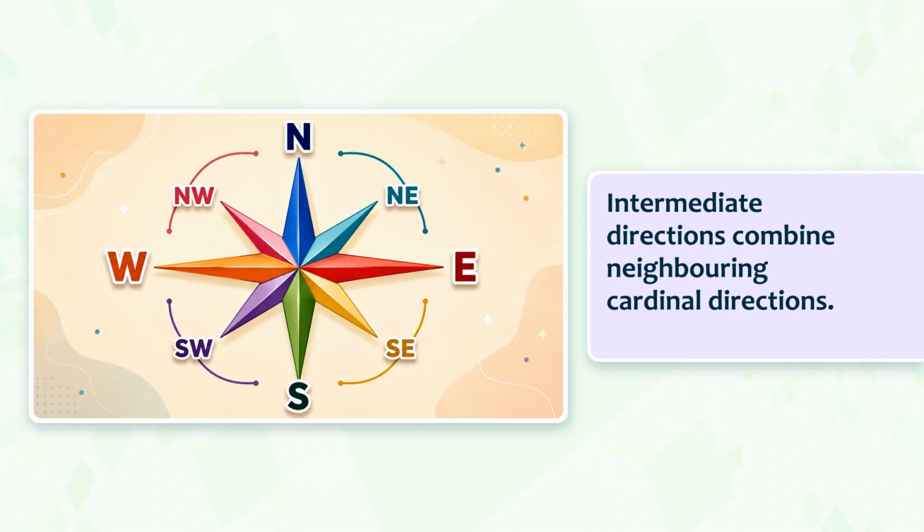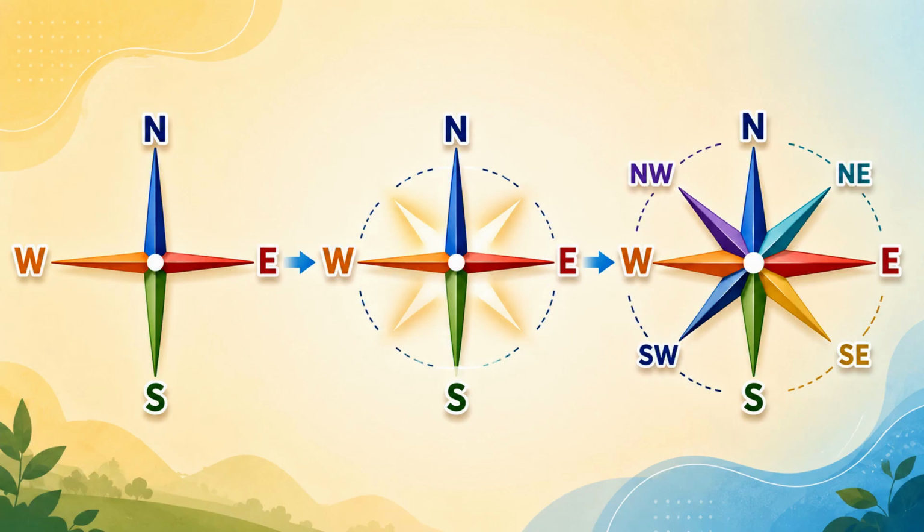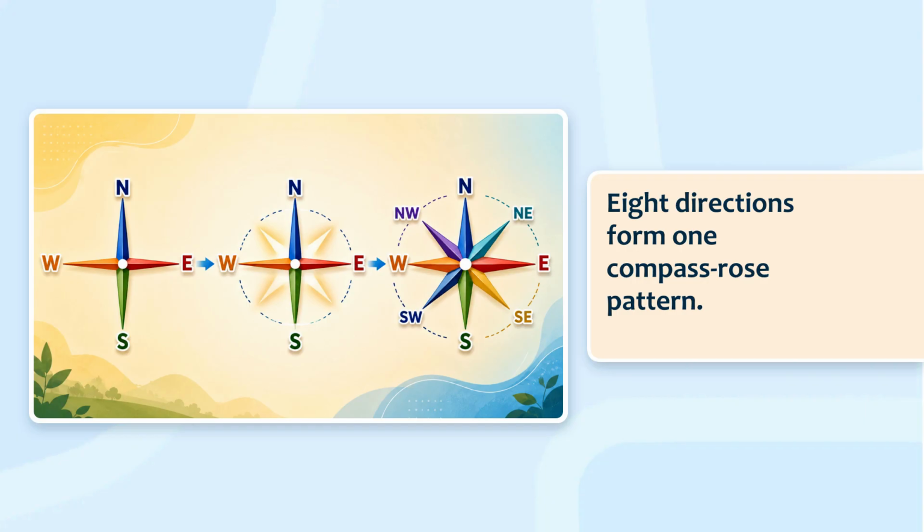For example, northeast lies between north and east. Start with the four main directions, then name each gap by combining its neighboring directions. Between north and east is northeast, for example, so the compass pattern helps you rebuild all 8 labels. The gaps reveal how the names are formed. 8 directions form one compass rose pattern. The 4 intermediate directions fill the spaces between the cardinal directions.